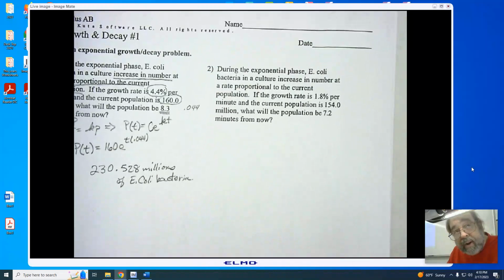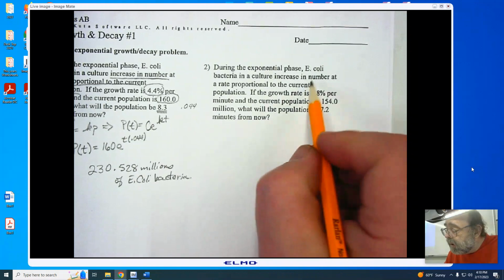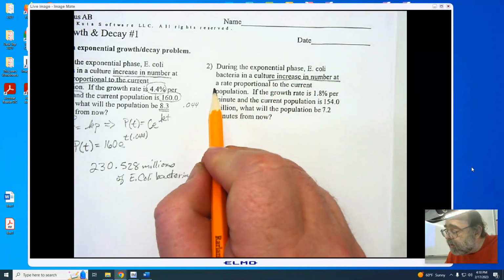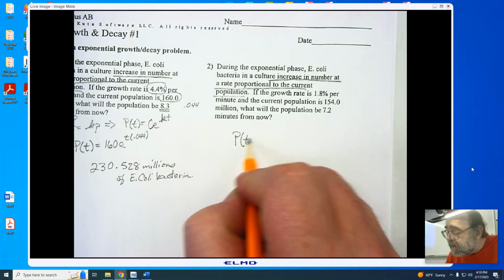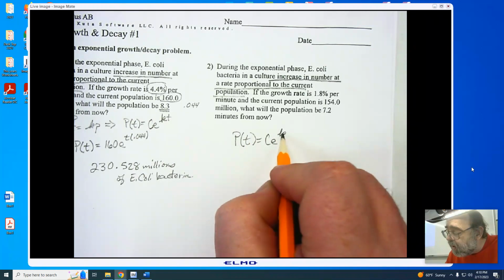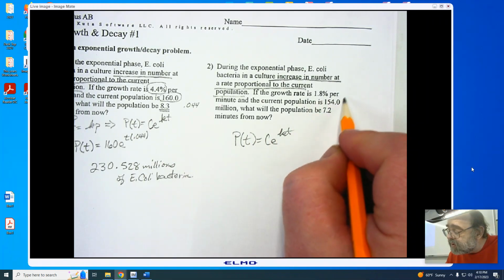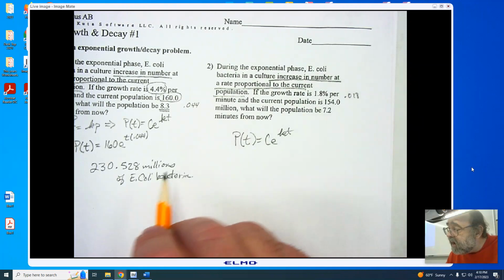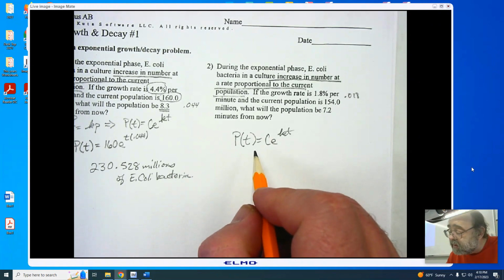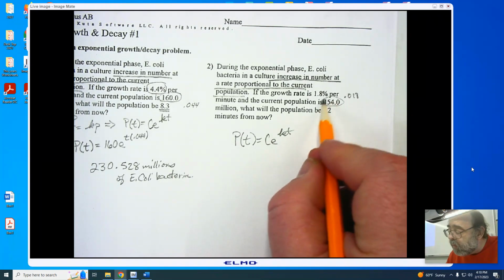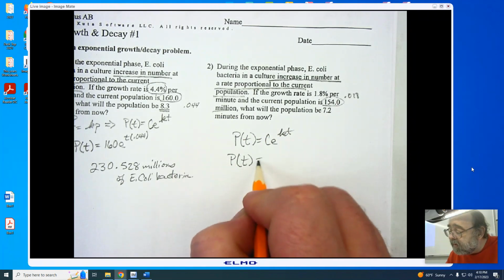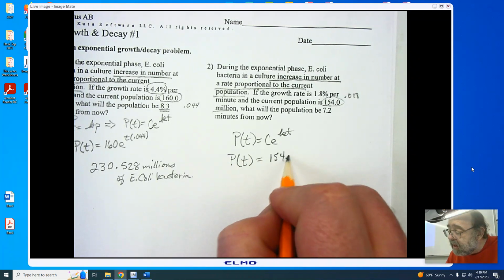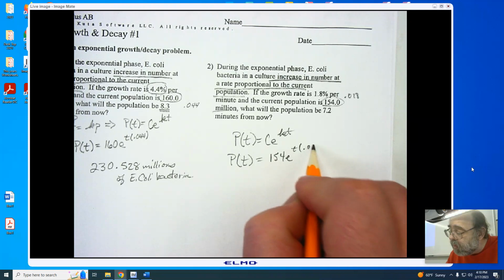When we look at number 2, what we are looking for is that wording: the rate of increase in a number that is a rate proportional to the current population. With that, I know that I'm working with P of t equals Ce^(kt). We know that we have a rate that is going to be 0.018 since we have 1.8%, and when we divide by 100, it moves the decimal twice. We have our initial population of 154 in millions, and so we can put together our equation. P of t equals 154 e to the t times 0.018.